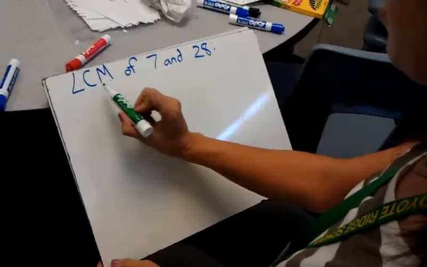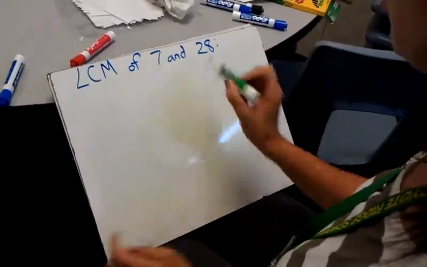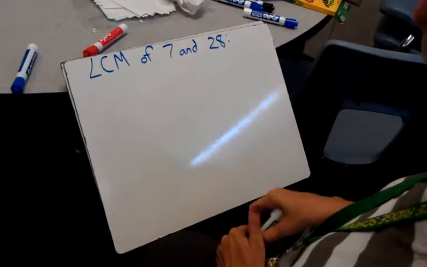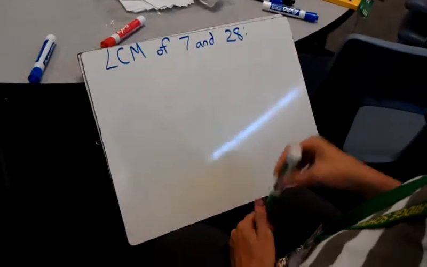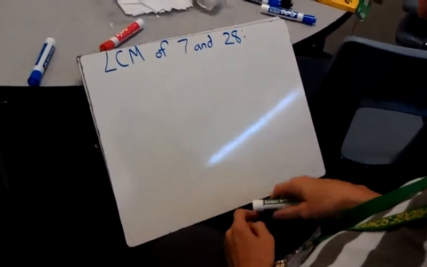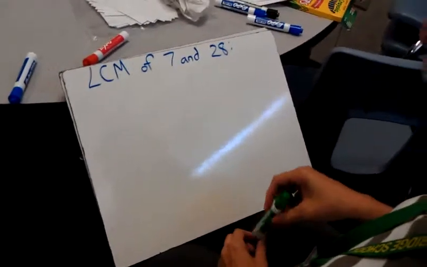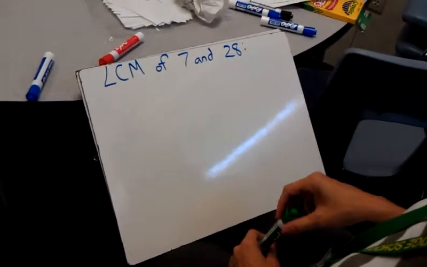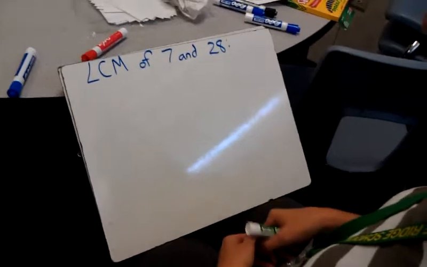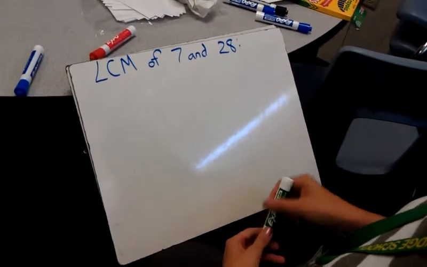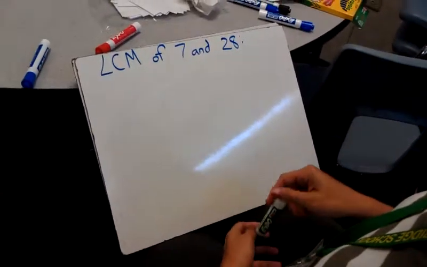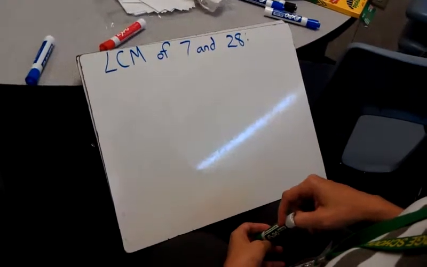Show you the lowest common multiple of 7 and 28. Multiples are numbers that we skip count by. Some multiples of 2 are 2, 4, 6, 8, 10, 12, 14, and so on. Some multiples of 5 are 5, 10, 15, 20, 25, 30, 35, 40.